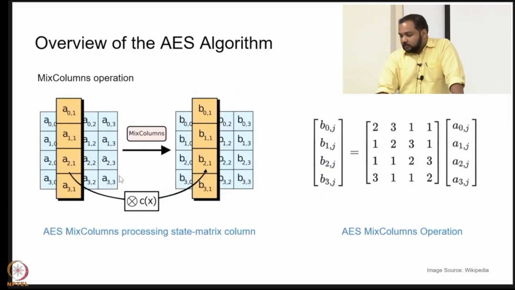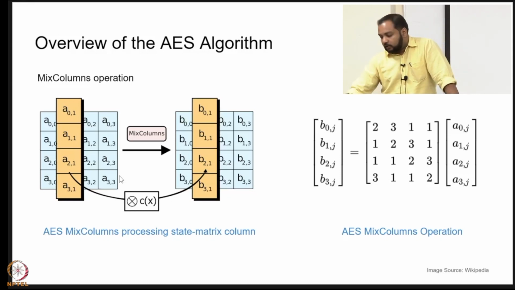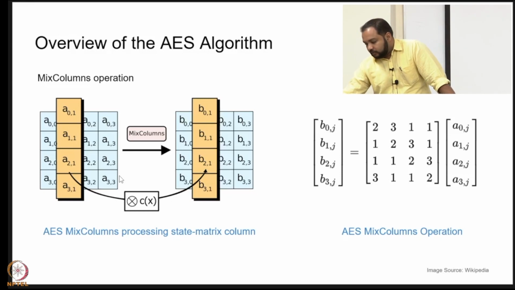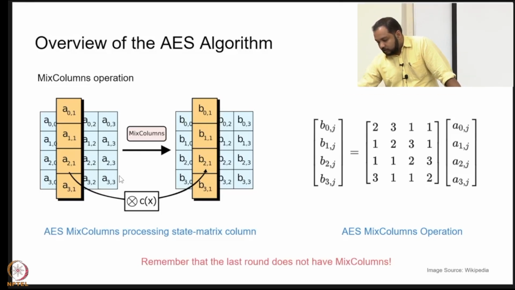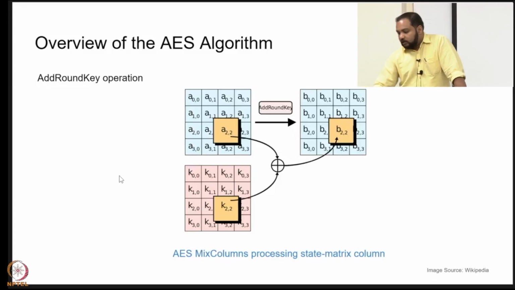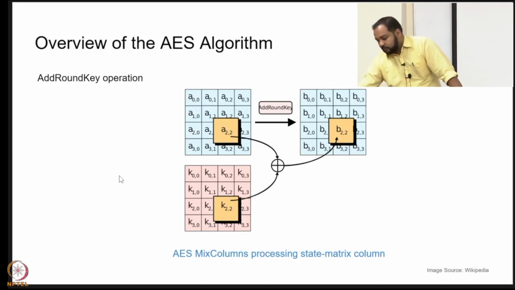And then there is the mix column operation. In the mix column operation, each of the individual columns is multiplied with a fixed matrix. The last round does not have the mix column. And then there is the add round key, where the individual round keys generated by the key scheduling algorithm are XORed with the individual bytes of the state matrix.